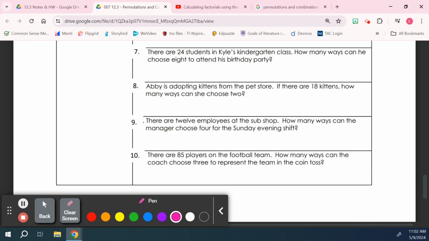All right, let's check this out. So number 8, you should have gotten 153. Number 9, 495, and number 10, 98,770. Questions on that?